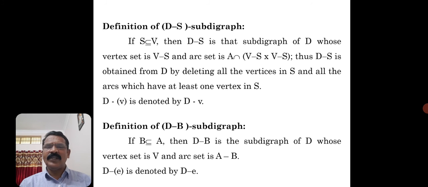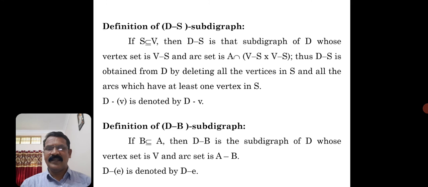Then how to denote D minus V? D minus V means deleting one vertex from the digraph D. So that digraph will be denoted by just D minus V. Another subdigraph is this: suppose B is a subset or equal to A, where A is the arc set of the digraph D. Then D minus B, similar to D minus S, is the subdigraph of D whose vertex set is V, and arc set is A minus B.